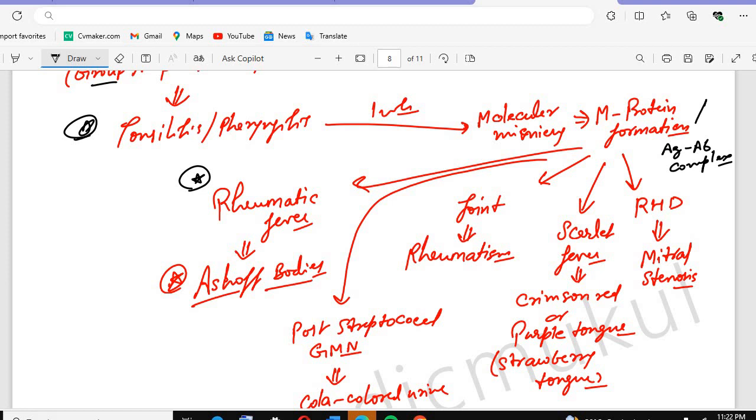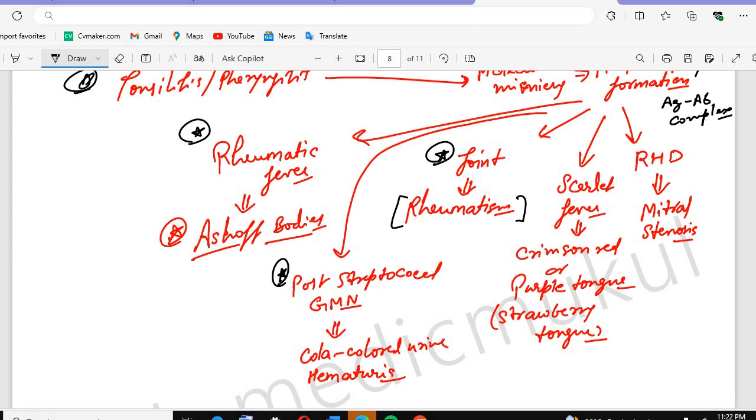And the complexes, if accumulated in the joints, will cause rheumatism. If accumulated in the kidney, it will cause post streptococcal glomerulonephritis, where remember there will be cola colored urine and hematuria. It can lead to scarlet fever also, where we will see the crimson red or purple tongue, and it can also cause rheumatic heart disease, that will cause mitral stenosis. Okay, so these are all important things that you have to remember.